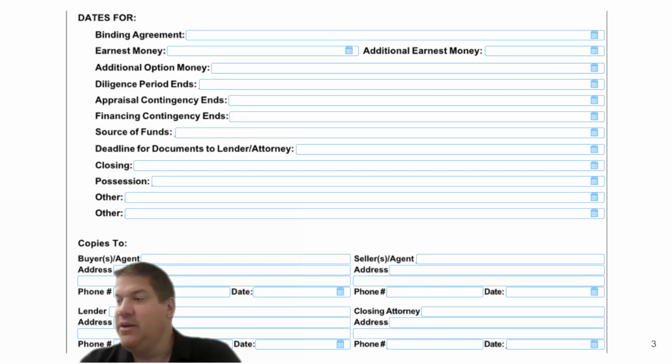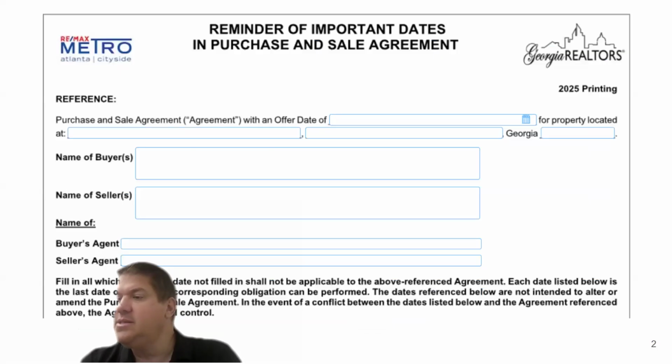There's a little paragraph that I thought I had copied on there, but it doesn't seem to be. Oh, no, it's in this one. The dates referenced below are not intended to alter or amend the purchase and sale agreement. In the event of a conflict, the agreement shall control, right? So whatever the contract says is what really is.